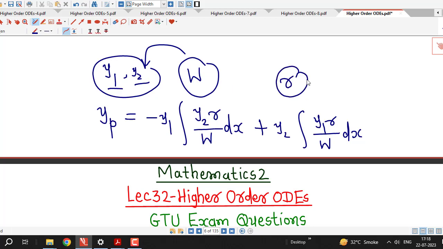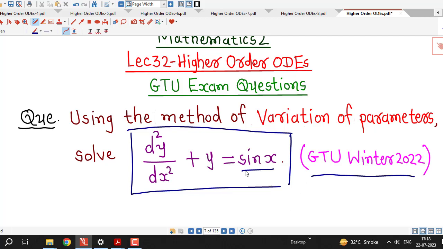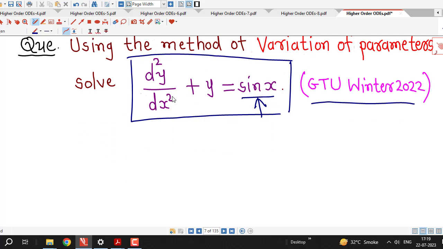R is the function on the right hand side, which is sin x here. Before starting with this method, we have to make sure that the coefficient of the highest order derivative in the given differential equation is 1. If it is not 1, we have to make it 1 before we apply the method of variation of parameters. Here the coefficient of d square y by dx square is already 1, so sin x will be considered as the right hand side.